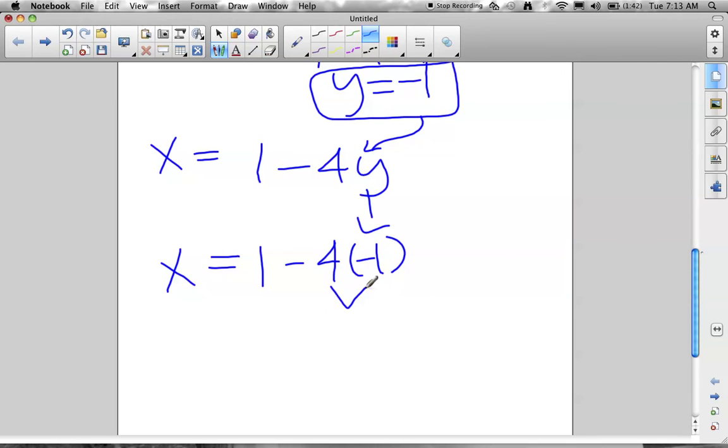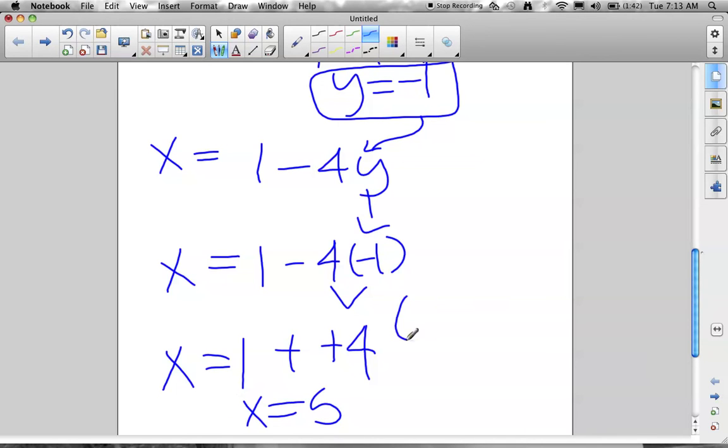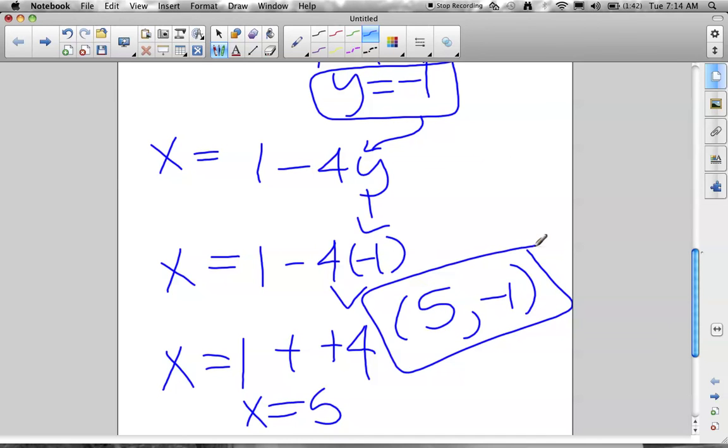You multiply by order of operations, we get minus a negative 4. We know what to do with that double negative, leave, add the opposite, so x equals 5. Just like before, you write your solution as an ordered pair, x comma y. And that's substitution level 2.